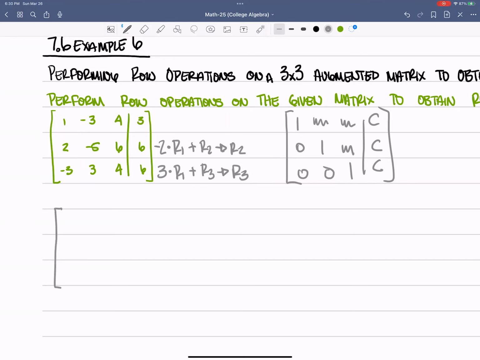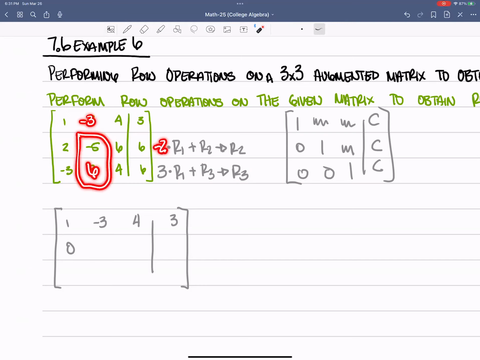So from here, row 1 is not being manipulated whatsoever. So we are going to just rewrite that one. So 1, -3, 4, and 3. And let's do this one. So 1 times -2 is going to be -2. So -2 plus 2 is going to be 0. And here, -3 times -2, that's going to be a +6. So -5 plus 6 is going to be 1.